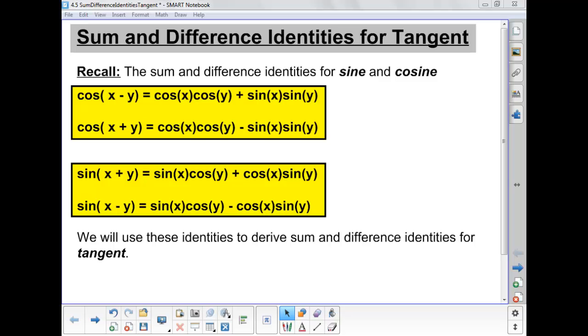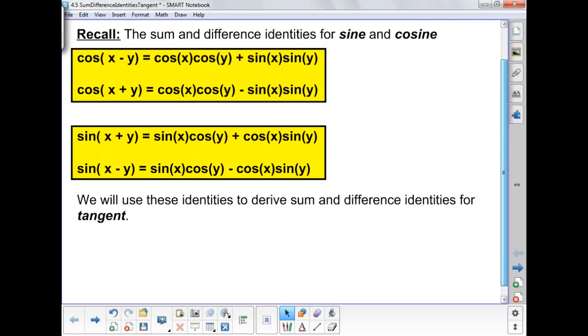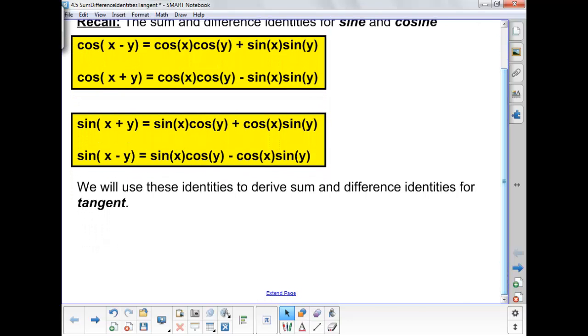The previous two days, we've established the sum and difference identities for both sine and cosine, and they're listed here just for your reference. We're actually going to use these to help us derive sum and difference identities for tangent as well. One thing to help us along with this process is that we do need to recall the basic relationship for tangent.